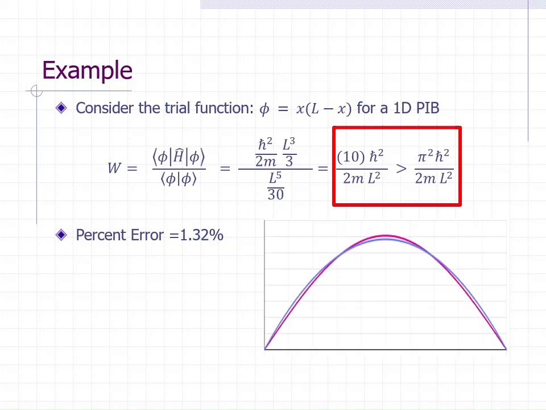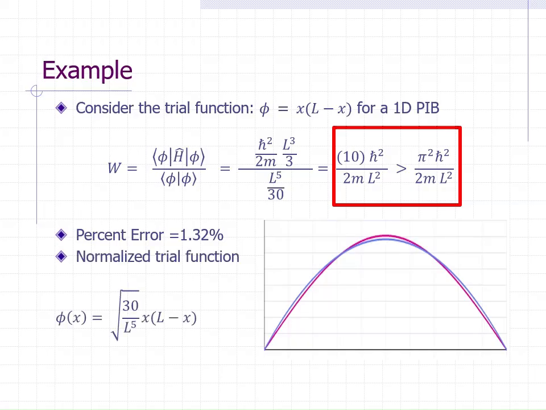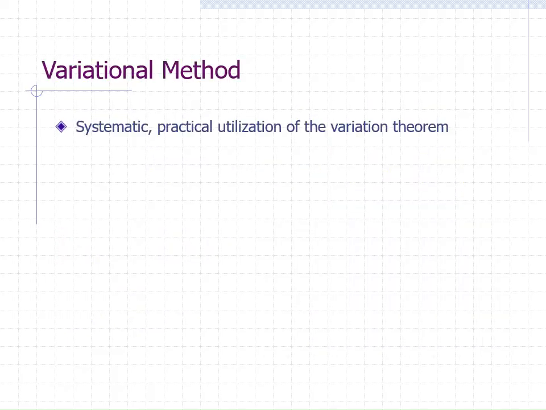Here's a comparison of the normalized trial function phi in blue and the exact wave function in purple from x equals 0 to L. Note that for comparison, the trial function needs to be normalized. This can be done by multiplying it by square root of 30 over L to the 5th. We can take advantage of the variation theorem to develop a systematic and practical approach for finding the best possible approximation to the ground state energy.